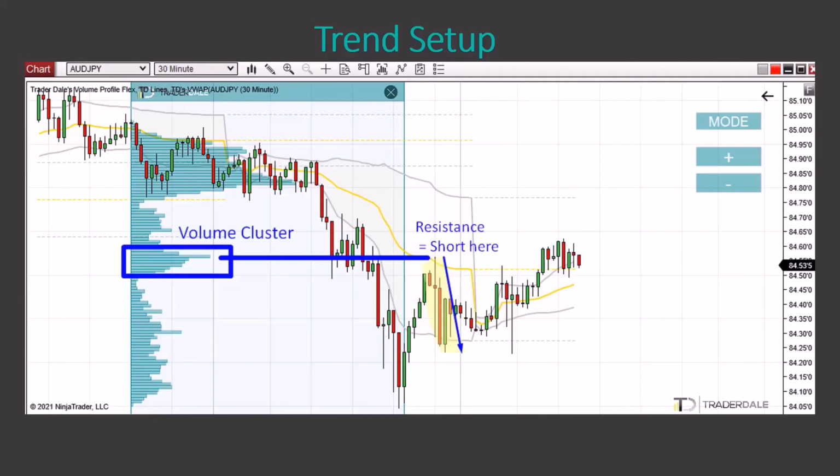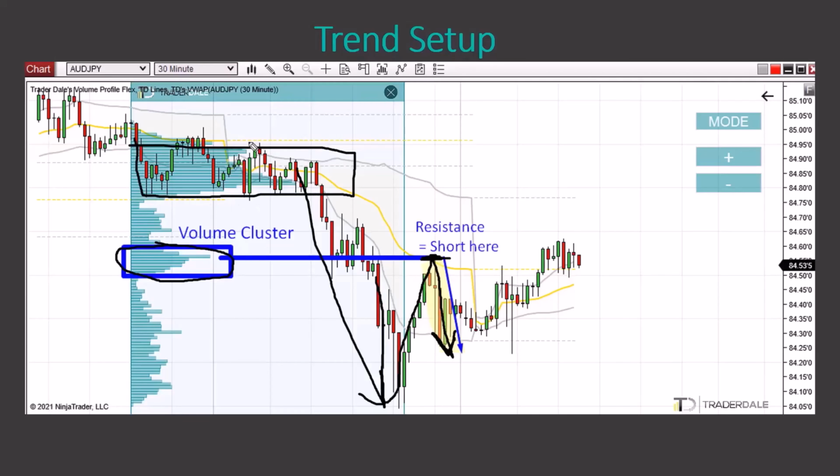Now another example, this is the Australian dollar Japanese yen. Again, there was a downtrend, and within this downtrend, there was this significant volume cluster created in it. So what you do is you wait for the pullback. When the price hits it, you go short from there. This is the reaction you're waiting for, right? By the way, there is also the volume accumulation setup.